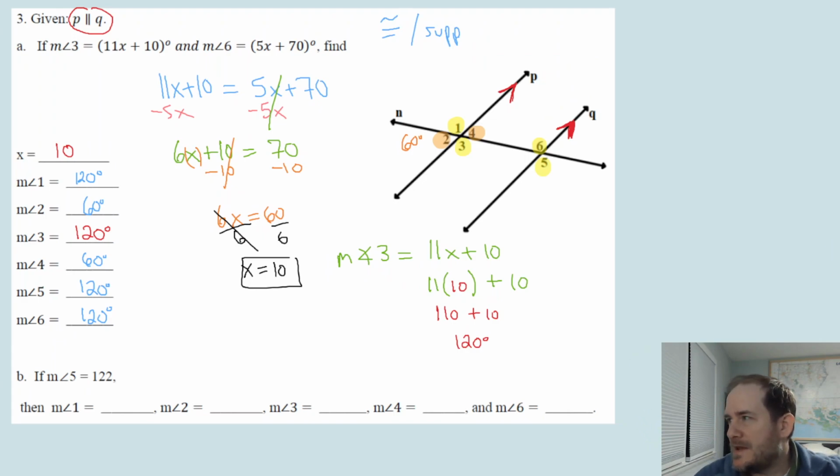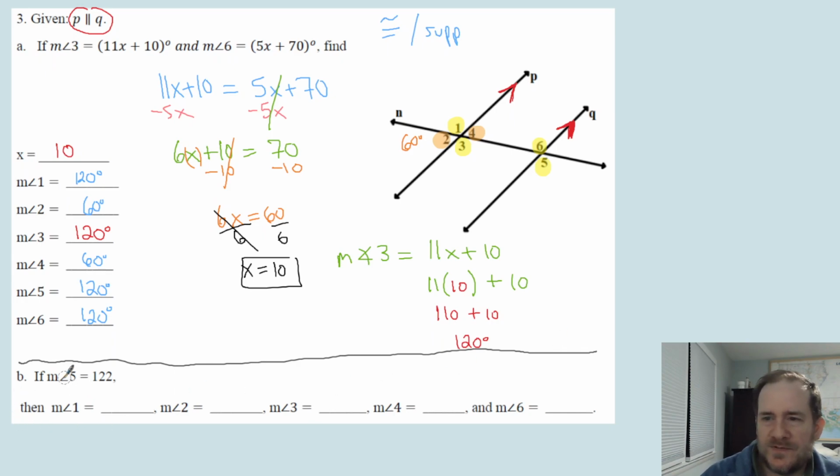Now part B. Part B is just telling us that there's a different value for 5. So just forget all about part A and now do the problem using this new information where 5 is 122.